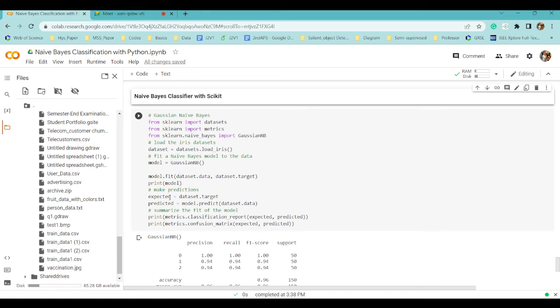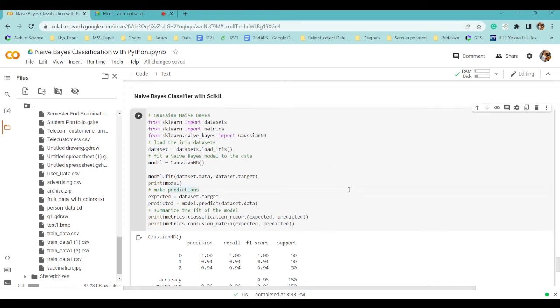Now we need to know the expected. So expected is the target, and predicted is what the model predicts from the data. And we need to know the classification report. So how do we get the classification report? With expected and predicted, which means what is expected and what has been predicted. It is more like what is the true value and what value has been produced. So we are creating the classification report and confusion matrix.